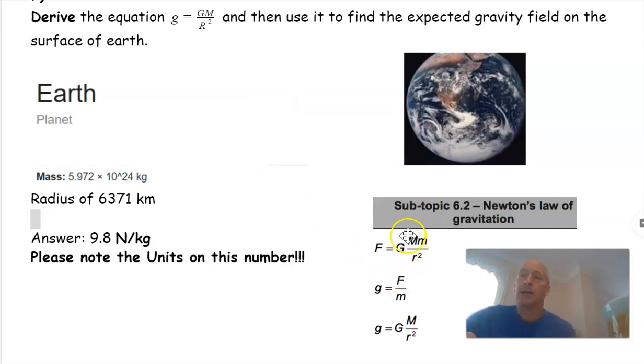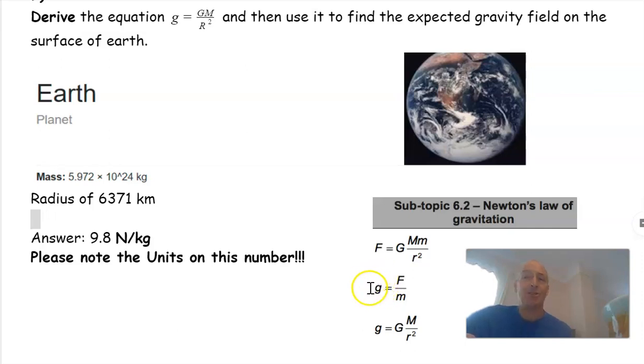Hopefully you've already done the one where we looked at the force of attraction between any two objects, this equation right here. Force of attraction due to gravity for any two objects. Put in the mass of the two objects, put in the distance between their centers, you can calculate the force of attraction. That's very useful. But there's something that's even more useful, and that is this concept of g.